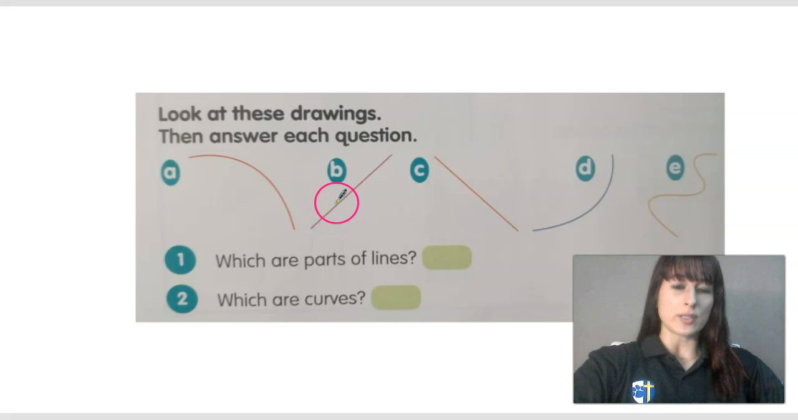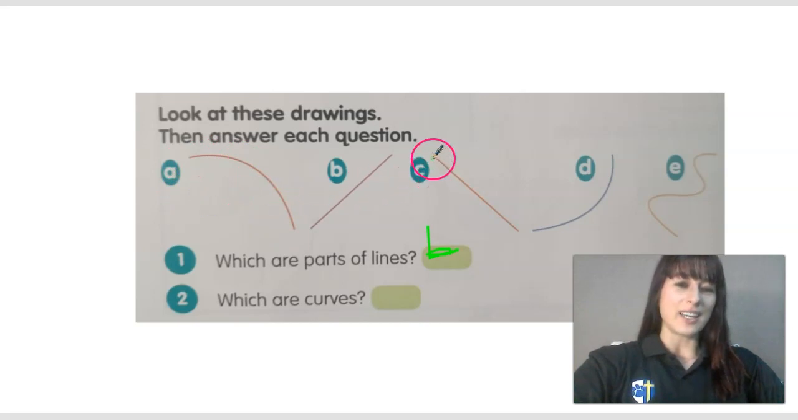So I'll decide that this one is a part of a line. Letter B. As you notice, I skipped letter A because I can see that my finger would move in a curvy direction. I would have to change the direction. I wouldn't be able to go straight. So I eliminated that one already.